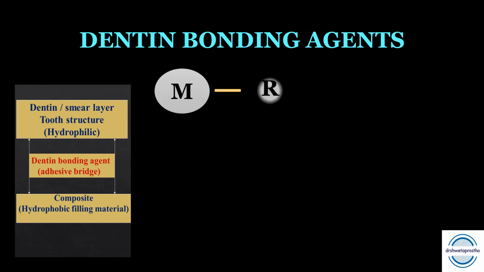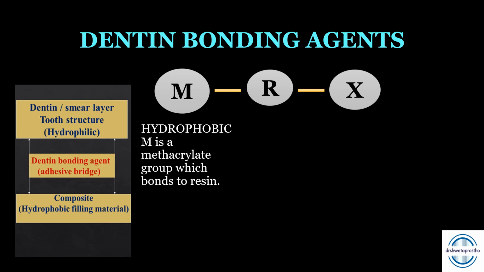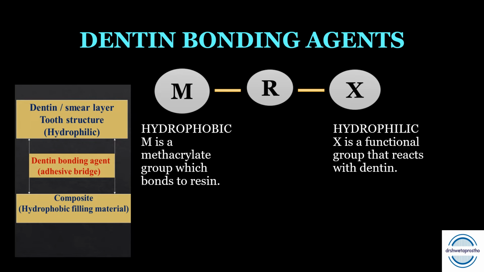So this dentine bonding agent also has two ends: hydrophobic, that is M, and X, which is the hydrophilic end, and R is the spacer molecule. Okay, the M, which is the hydrophobic end, will bond with the resin. And the hydrophilic end, that is X, will displace the water, permitting it to penetrate the porosities of the dentine, and then it reacts with the inorganic or the organic components. And R is the connecting link. It is the spacer molecule such as a hydrocarbon chain.